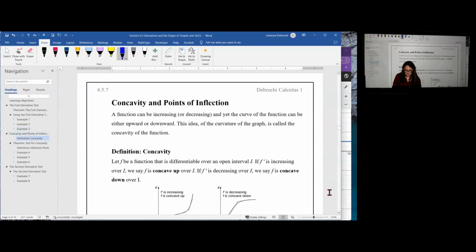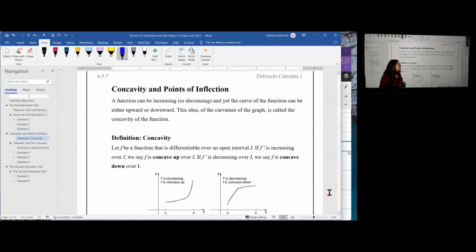Now that we've discussed increasing, decreasing, and how we can use them with the first derivative test to locate where we have relative extrema, let's talk about the curvature of the graph. When we talk about the curvature of the graph, we're talking about the rate of change of the first derivative. The first derivative can be positive, but it can have a negative rate of change, meaning while it is still going up, it's going up at a smaller and smaller amount. This would correspond to a concave down graph.